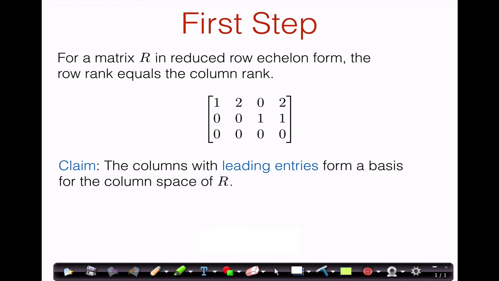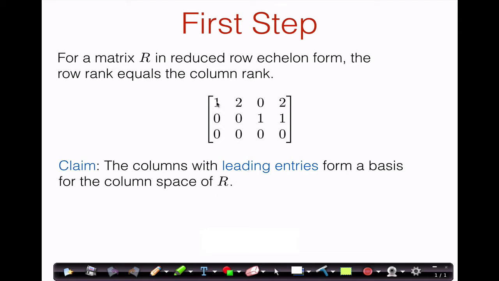Alright, let's go ahead and start with the first step. So now we have a matrix in reduced row echelon form, and we want to show that for such a matrix, the row rank is equal to the column rank. So here we have a little example of a matrix in reduced row echelon form. And what we're going to claim is the following, that the columns with leading entries form a basis for the column space of this matrix.